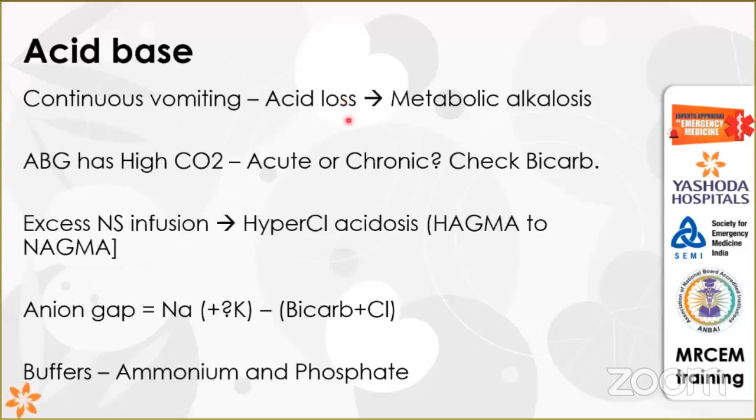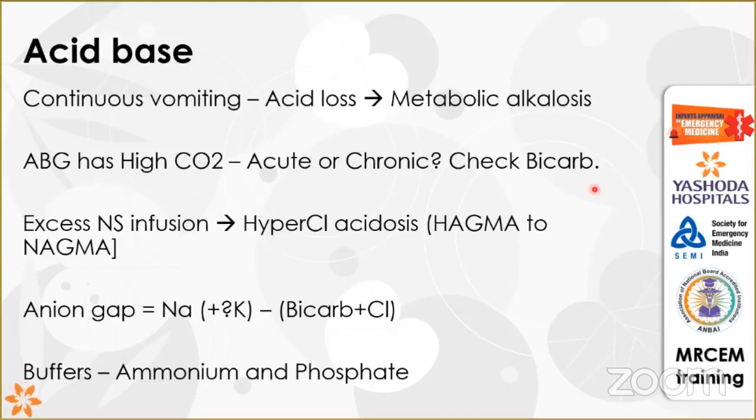If you give too much of NS infusions, that will cause hyperchloremic acidosis. So if they say that high anion gap metabolic acidosis has now changed to low or normal anion gap metabolic acidosis, they are trying to tell you there has been excess NS infusion.